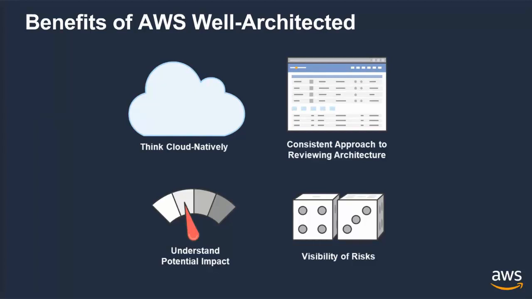Thinking cloud natively. This will change the way that you think as far as the constraints that you are used to having versus what you can do within the cloud. This provides a consistent approach to reviewing all your architectures. So once you've applied this consistent approach, you'll actually be able to share knowledge between your teams as well as identify where some of the critical needs are that you have.